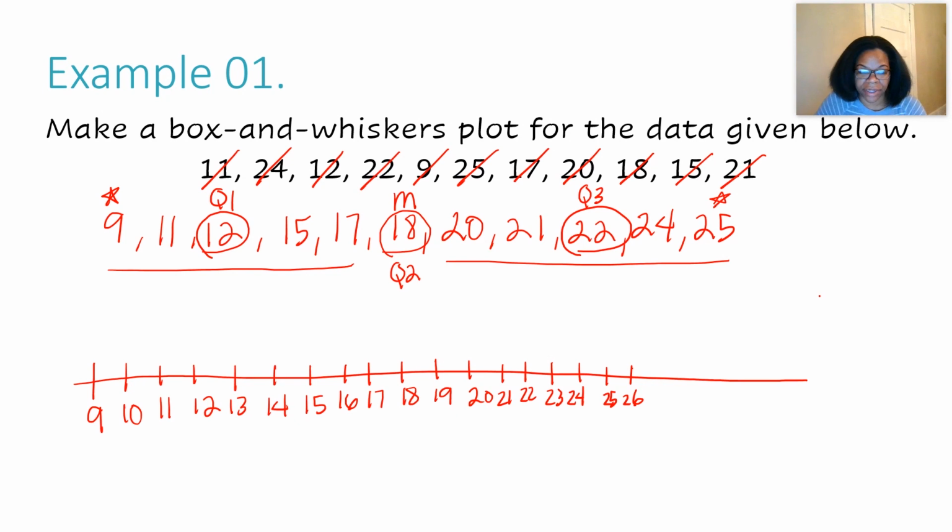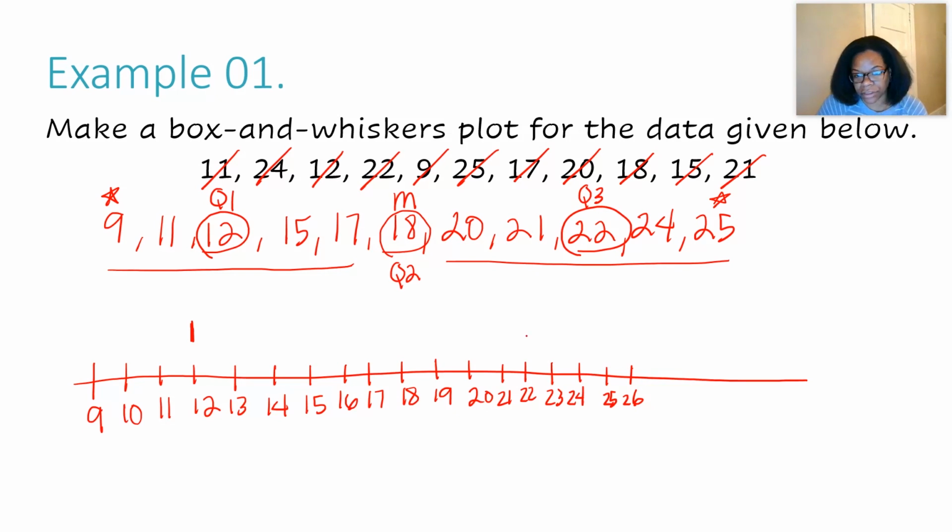So now I filled in my number line, and I made my number line go from 9 to 26. Okay, so first I'm going to graph the box portion of my box and whiskers plot. The box portion comes from Q1 all the way to Q3. So I'm going to mark my Q1 part, and that's going to be at the 12. So this is a little line because that's going to be the left end of my box.